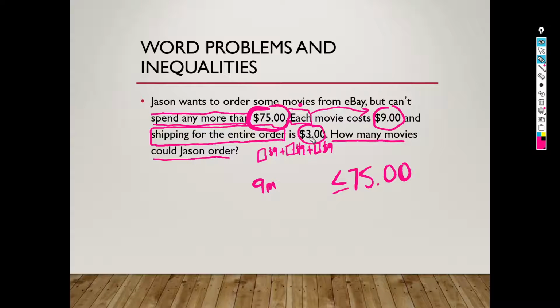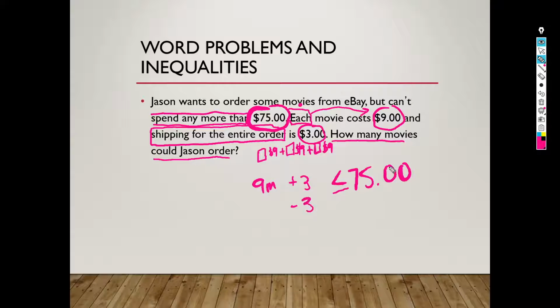And then this says shipping for the entire order is $3. It doesn't say you're making multiple orders. It says you're making one order. So we know that's just one $3 charge, so we're adding 3 to our total. And now if we have an inequality here, then we just solve it like we would any of the other inequalities.